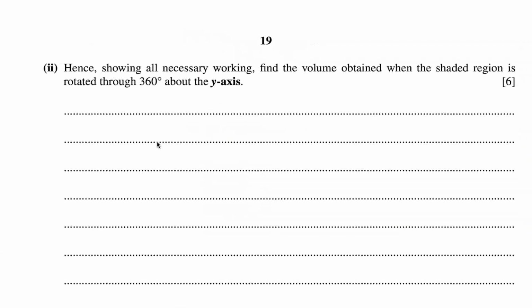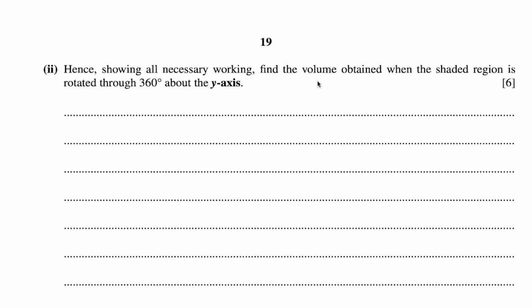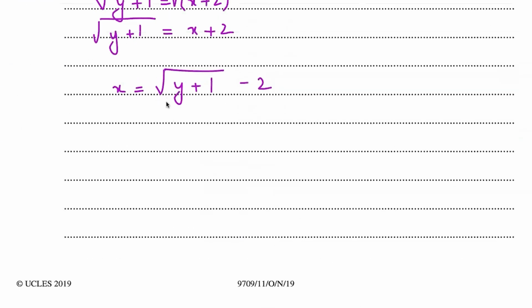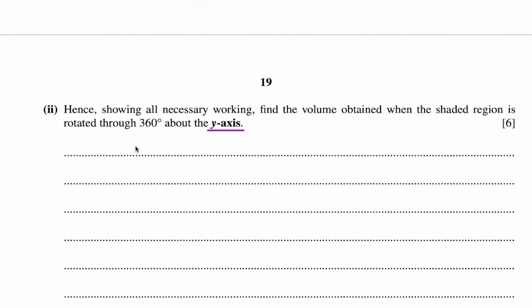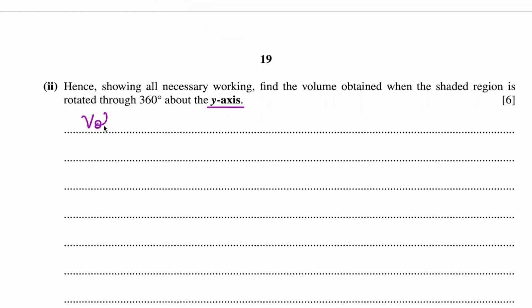Now in part 2, we have to find the volume obtained when the region is rotated through 360 degrees about the y-axis. What we should know is that if it is rotated about the y-axis, our equation will be in terms of y, which we have already done in the previous part. We know that to find the volume, we multiply pi by the integral of the square of the function.